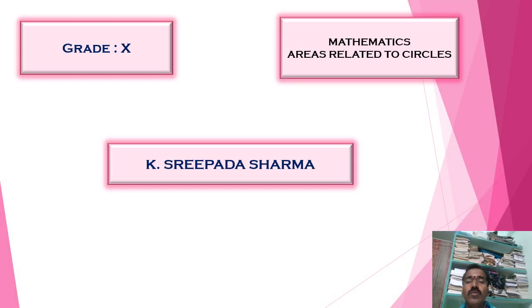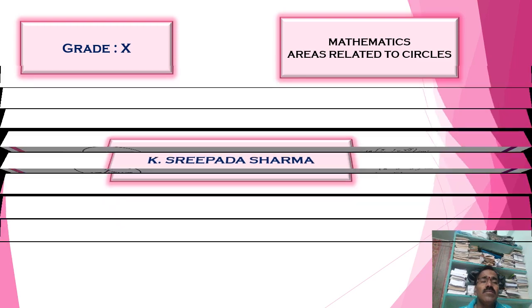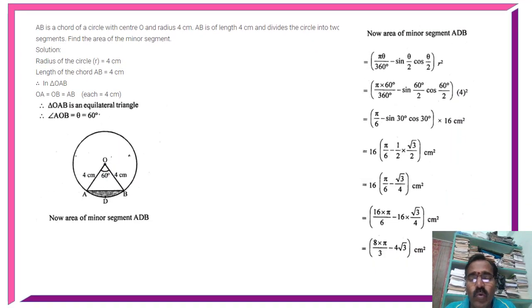Today we discuss area related to circles, final exam point of view models. Let us first orally explain the formulas we will discuss. First, area of circle is pi r square. Circumference of circle, sometimes they may give perimeter of circle also, that is 2 pi r, where r is radius.